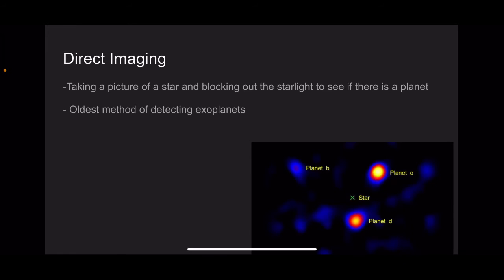And then there's direct imaging, which is basically taking a picture of the star and blocking out the starlight to see if there is a planet. It's one of the oldest methods of detecting exoplanets, but it's still used today. Not as many successes as compared to transit and radial velocity, but still pretty helpful.